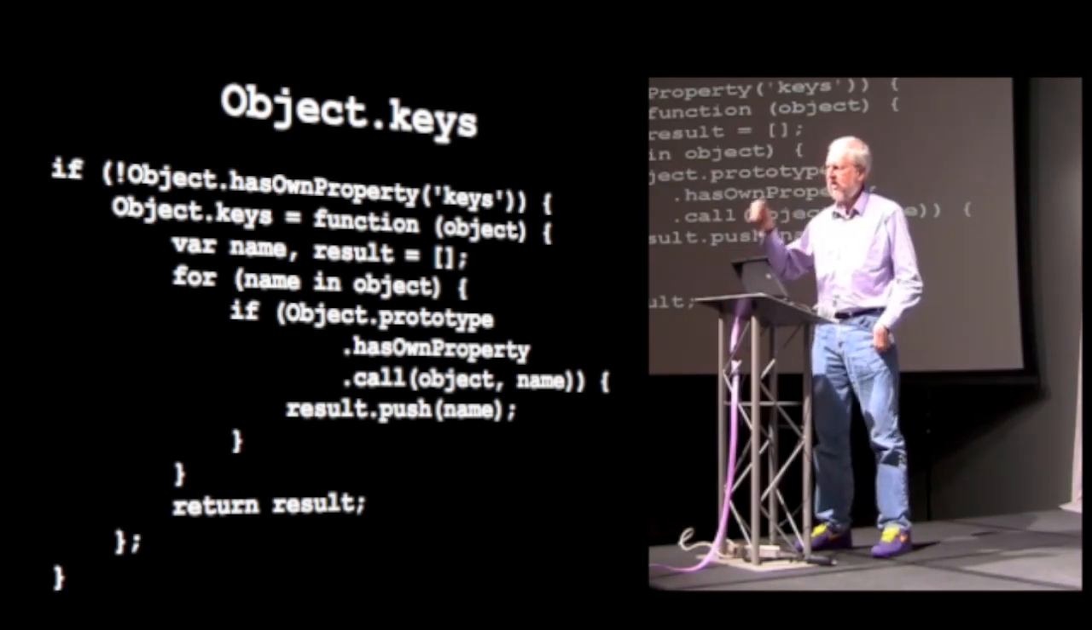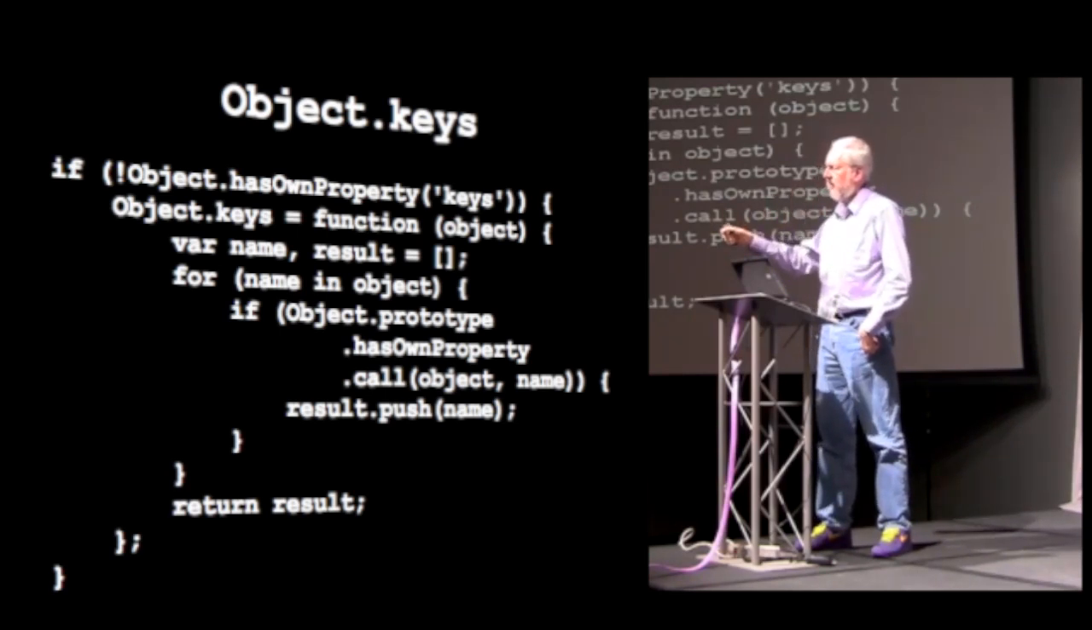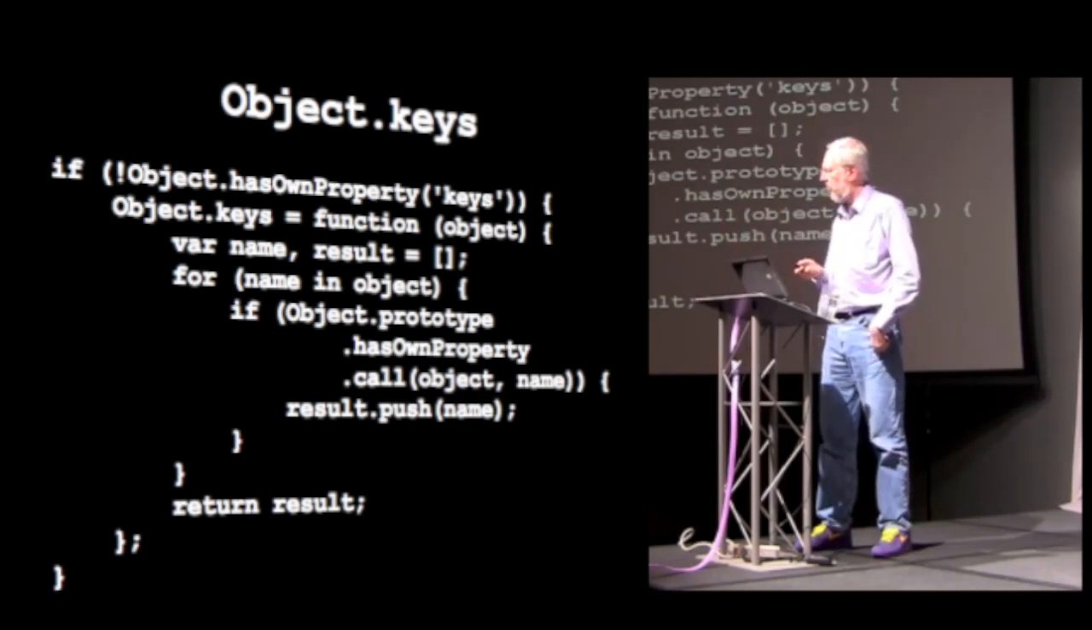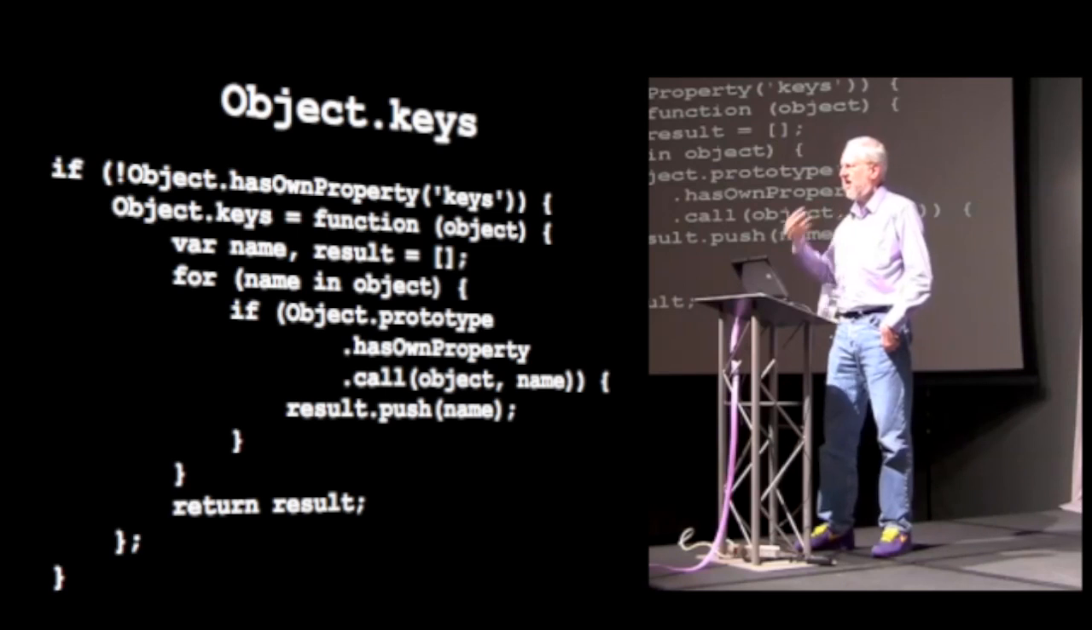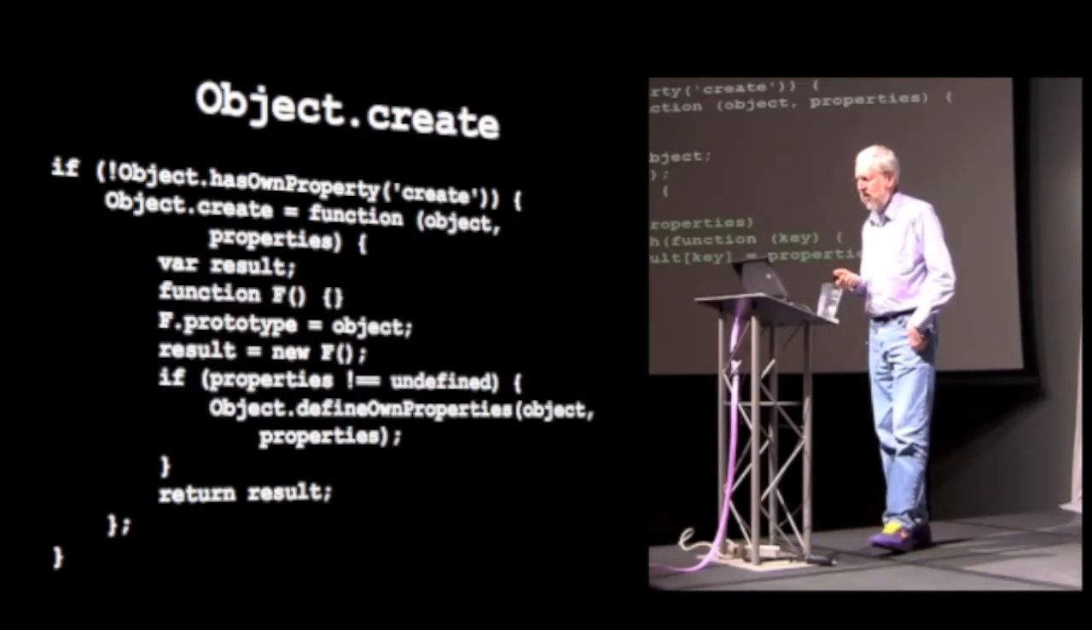So you can say Object.keys.sort.forEach and get a nice thing where they all come out in the order that you like. So, and that level of programming is now trivial to do. It used to be really hard.